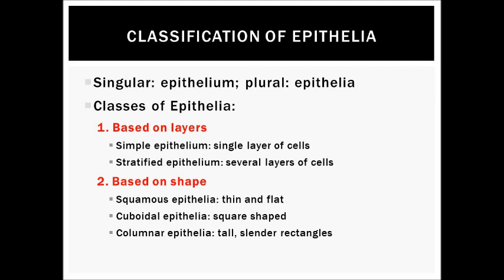Next, let's learn about the classification of epithelia. In a simple way, we name the specific epithelia based on their layers and their shape. For layers, they are either simple or stratified. Simple is for a single layer of cells. And stratified is for more than one layer of cells. For epithelial shape, it can be squamous, cuboidal, or columnar.